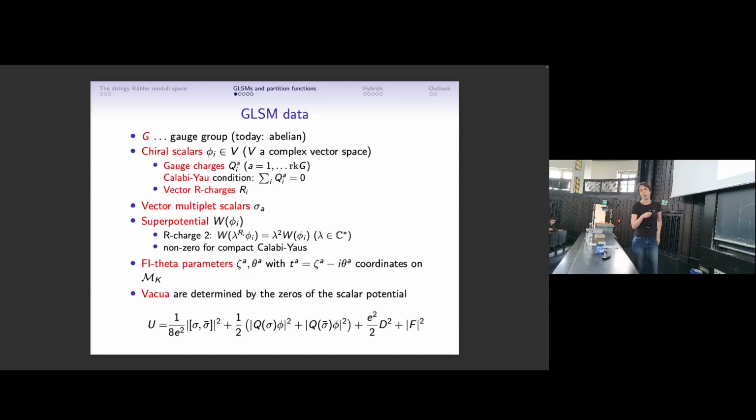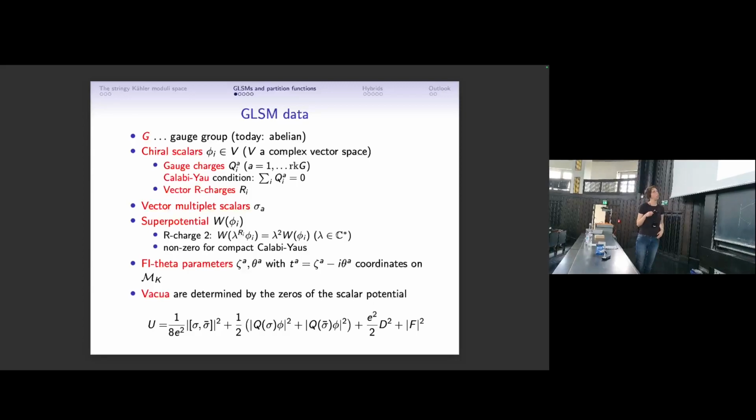So we have a chiral multiplet and some complex scalars, and also the anti-chiral multiplets, of course, that take values in a vector space. They are charged under the gauge symmetry. I call the charges Q. And there is axial and vector U1 symmetry. The axial symmetry is broken unless we impose this condition here, which coincides with the Calabi-Yau condition. So this is how a GLSM becomes a Calabi-Yau. It's a restriction on the gauge charges.